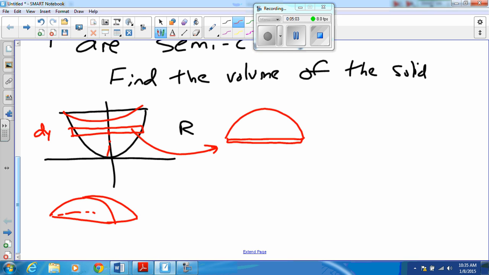The volume is the integral of the area, right? See if you can visualize that. Does it make sense what we're talking about here? I know my art is bad.